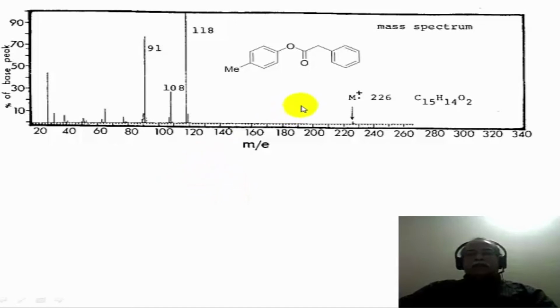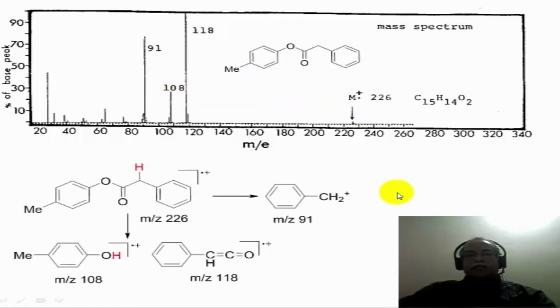Now let us consider the mass spectrum of this particular ester. This is the phenylacetic acid phenolate ester that is formed here. The molecular weight is 226. What is important to observe in this molecule's fragmentation is that two fragments are formed, which are roughly half of the 226. In other words, 108 and 118 are the two fragments that are formed. If you add 108 and 118, it corresponds to 226. In other words, the molecule fragments and the charge can reside on either fragment, corresponding to 118 and 108. Let us see the fragmentation process.